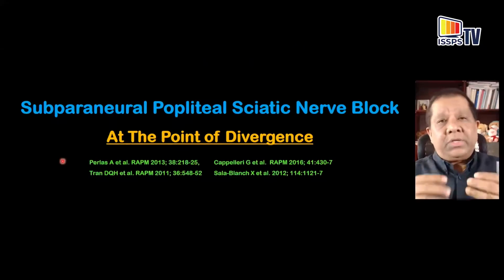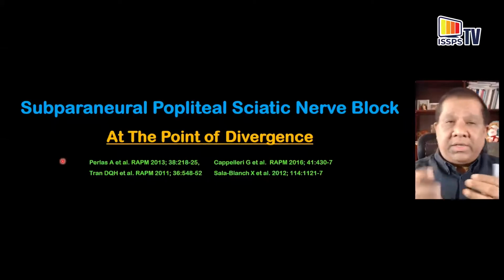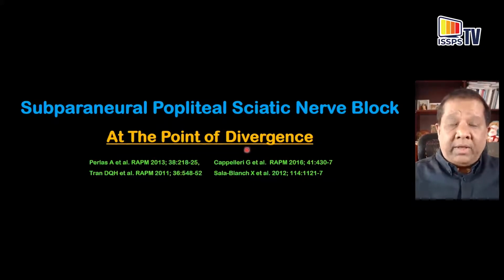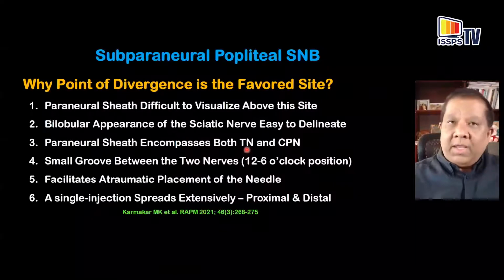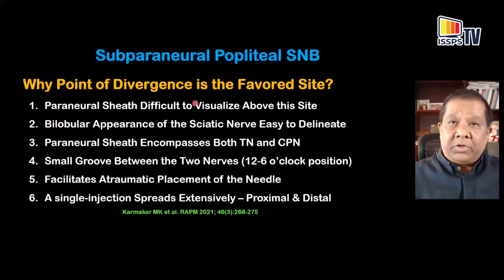And I will try and justify to you why one is desirable and then the other, based on some evidence. Now, when you look at the point of divergence, this is the common site that everybody touts as the sweet spot for sciatic nerve block, particularly subparaneural sciatic nerve block. Why? Because it is difficult to delineate the paraneural sheath above this site, as I have already demonstrated to you. It only becomes better visualized where it takes this bilobular appearance, where the sciatic nerve is closer to the popliteal fossa. And at this site, the paraneural sheath encompasses both the tibial and the common peroneal nerve.